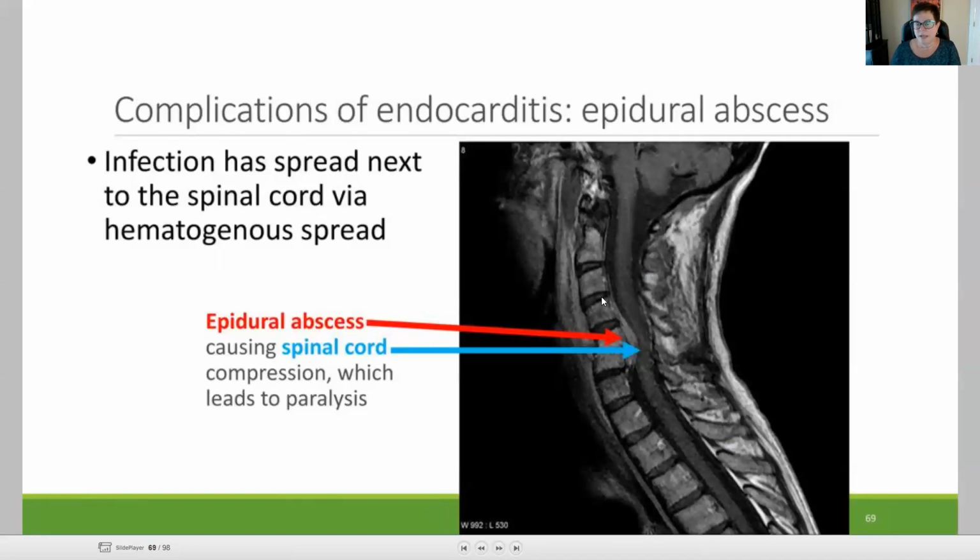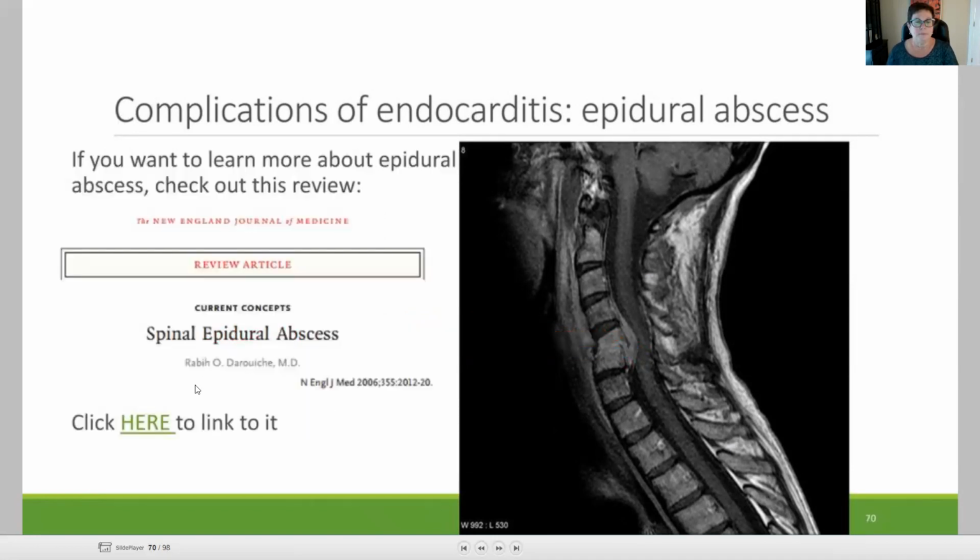Here is a picture, and like I say, I haven't witnessed this personally, but a spinal abscess causing spinal cord compression that led to paralysis. So that certainly is a significant complication. There is a link to this article, which I read. It's quite interesting to see that this patient developed a spinal abscess related to endocarditis. Really sad consequence.